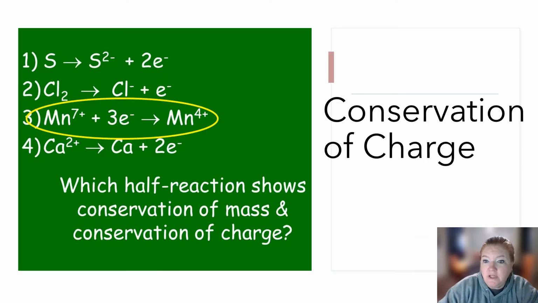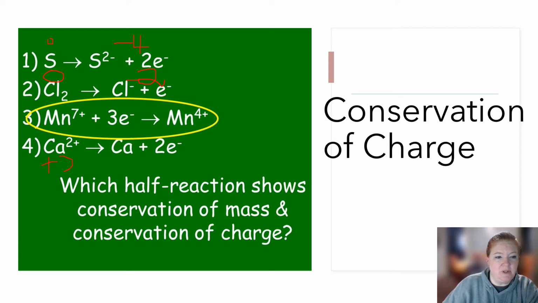All right, to show conservation of charge, if you add up all the charges on both sides, it should be equal. So let's look at why this one is the right one. So this has a charge of 0. This has a charge of -2, and 2 electrons is -2. So -2 and -2 is -4. Well, 0 and -4 absolutely do not balance. This has a charge of 0. This has a charge of -1, and this electron has -1. So that's -2.